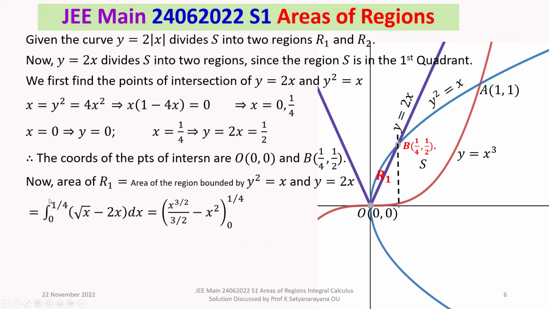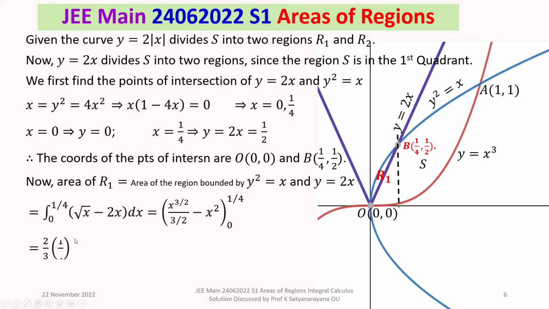So the area will be the integral from 0 to 1/4, upper limit root x minus lower limit 2x. The upper curve is y = root x, minus the lower curve y = 2x. Integrate: x to the power of 3/2 by 3/2 minus the integral of 2x, which is x², to be evaluated between 0 and 1/4.